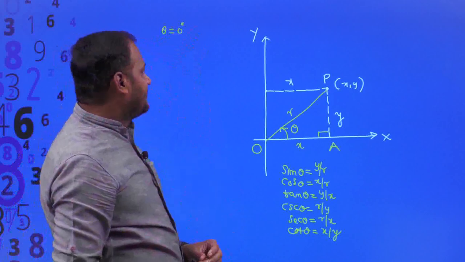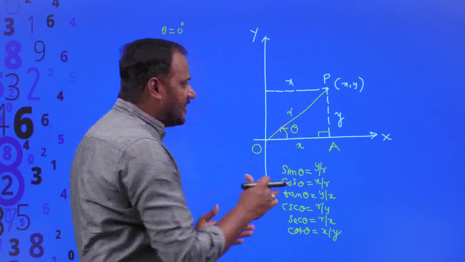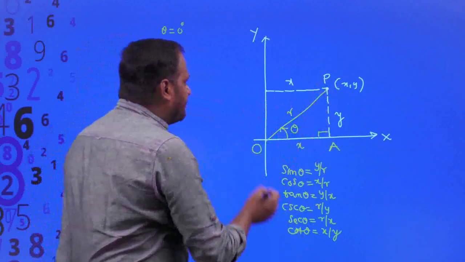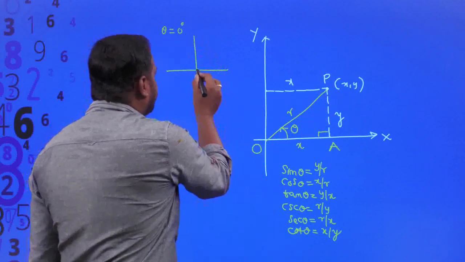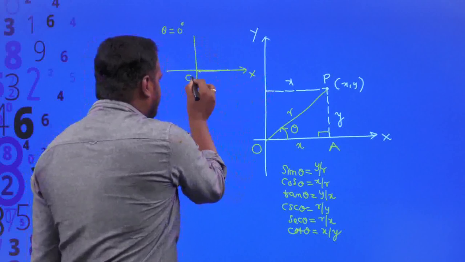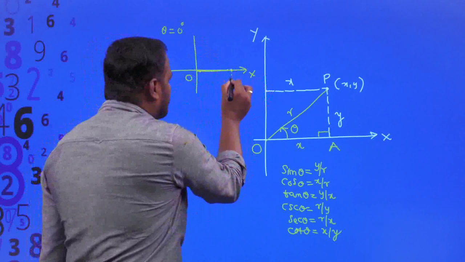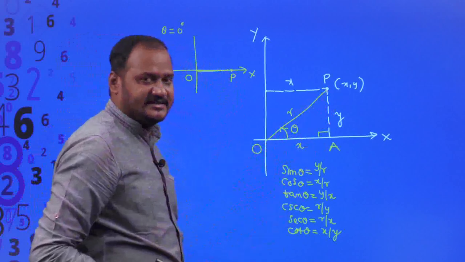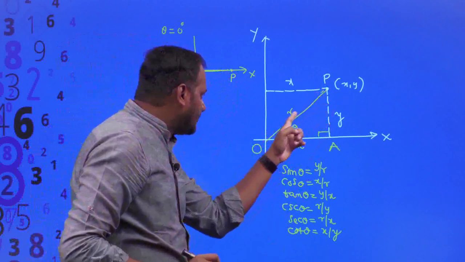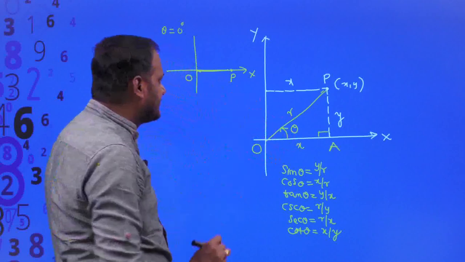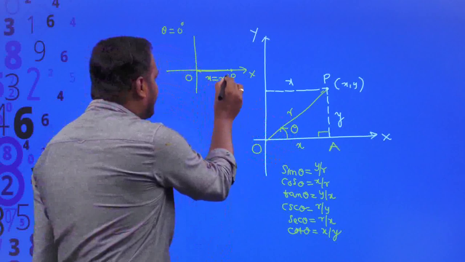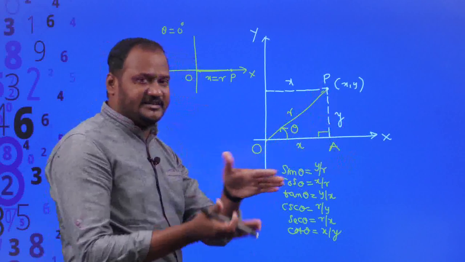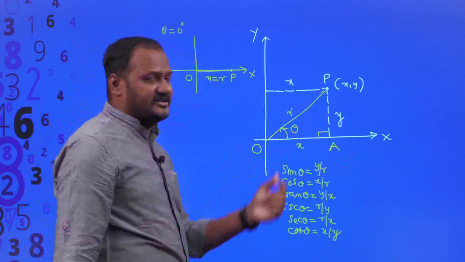Yes, that is one point. Moreover, the x axis and OP coinciding with each other means one lies on the other. If one lies on the other, what about the position of the point P? See here, this is the x axis and this is the origin. When rotation has not started, this is the position of the point P. If OP is lying on the x axis, then the value of OP, which is equal to r, should be on the x axis. In this case the values of x and r are both equal, because OA is equal to x and OP is also lying on the x axis, so P and A coincide with each other. Got it? So the value of x and the value of r are both equal.